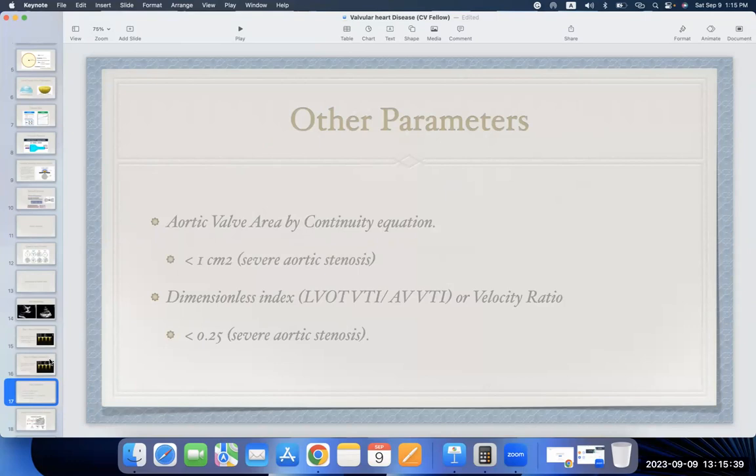So even if you are off axis of the velocity, it will be okay, because you will be off axis in both the LVOT and the aortic valve. So at the end, the ratio will still be significant. This is why it is very important to calculate these for this patient to support your diagnosis. The threshold written here is that less than 1 centimeter is considered severe aortic stenosis, and for the dimensionless index or velocity ratio, less than 0.25 is considered significant.